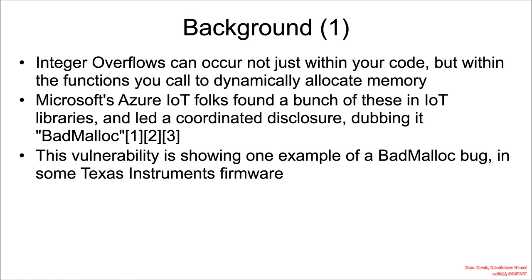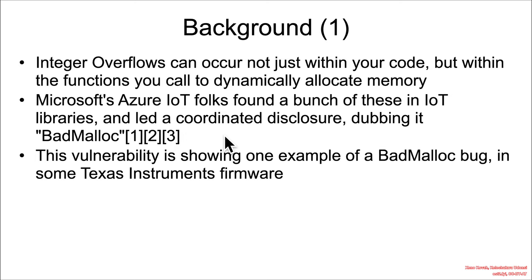Now you recall bad malloc was mentioned in the intro section, and the idea is that integer overflows can occur not just within your code, but within those functions that you call to dynamically allocate memory. If they do some sort of acid math, then they could have an acid bath and they could overflow. And we said that Microsoft's Azure IoT team went and looked at a whole bunch of IoT, Internet of Things, libraries, and they did a big coordinated disclosure for what they called the bad malloc vulnerabilities that showed a whole bunch of things suffer from this vulnerability.